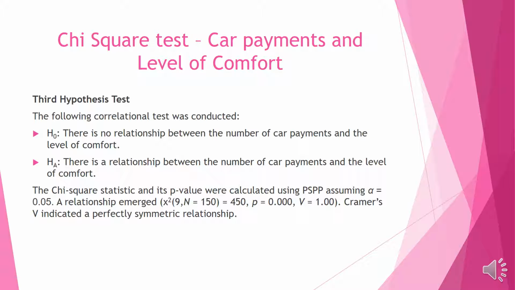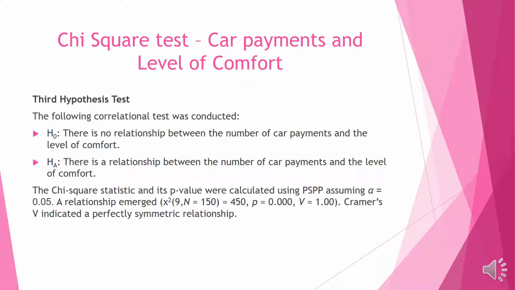The third and final hypothesis test is with car payments and the level of comfort. The null is that there is no relationship between the number of car payments and the level of comfort, while the alternative is that there is a relationship between the number of car payments and the level of comfort. The results showed that the p-value was equal to 0.000, which is less than alpha of 0.05. Therefore, there is a relationship between the number of car payments and the level of comfort.